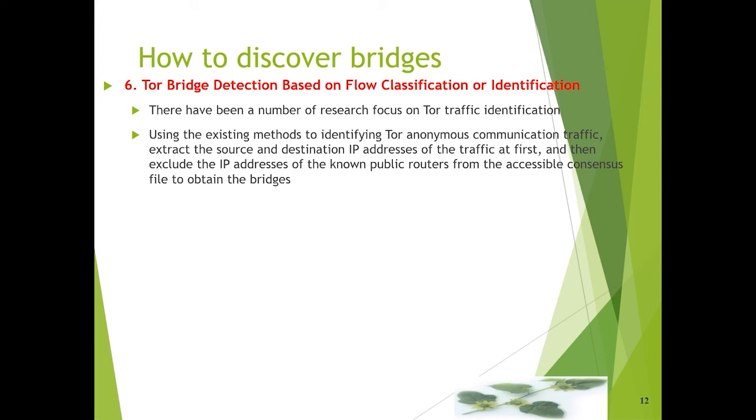There have been a number of research efforts focused on Tor traffic identification. The idea of the bridge identification method based on Tor traffic classification and identification is to identify Tor anonymous communication traffic, extract the source and destination IP addresses of the traffic at first, and then exclude the IP addresses of the known public routers from the accessible consensus file to obtain the bridges.